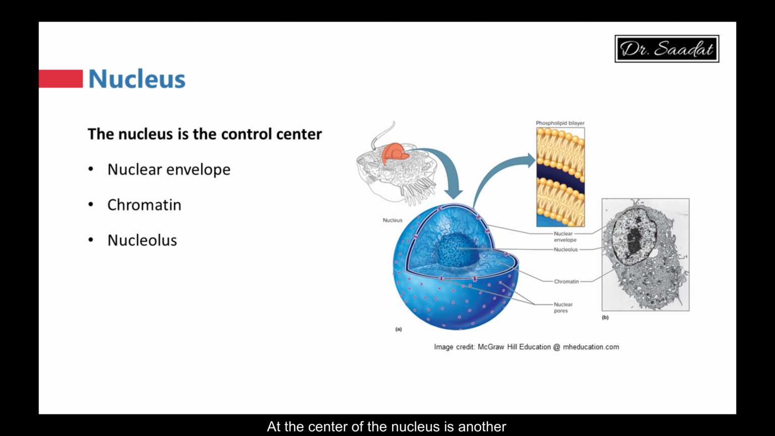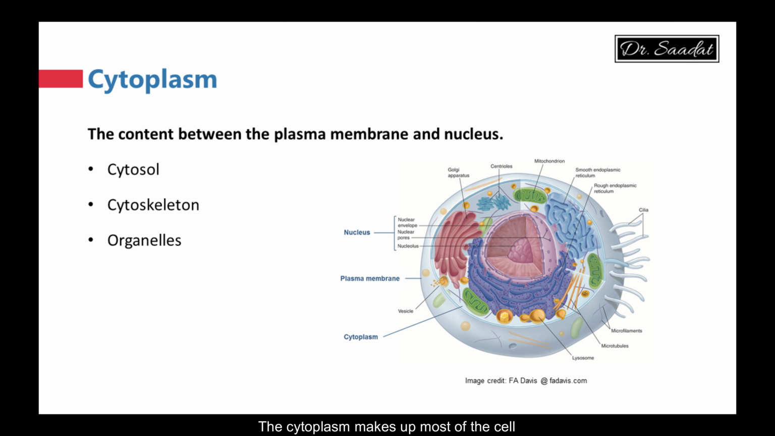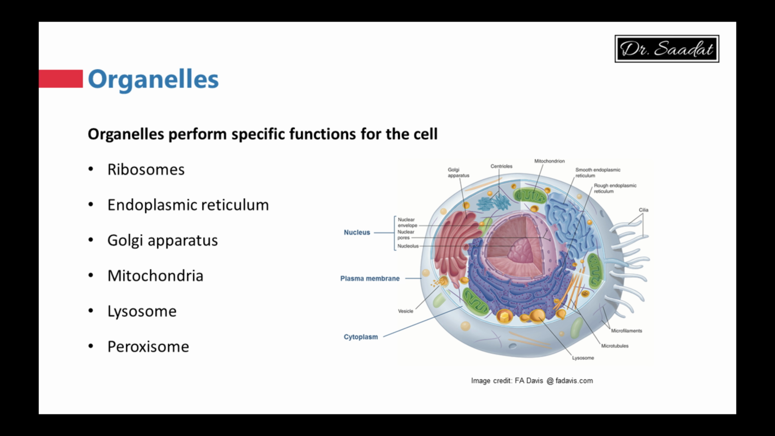At the center of the nucleus is another structure called the nucleolus, responsible for producing ribosomes, the cellular machinery for protein synthesis. The cytoplasm makes up most of the cell volume and consists of a clear liquid called cytosol, a supportive cytoskeleton, and a network of organelles. Organelles fill the cytoplasm and perform specific tasks for the cell. Some important organelles include the ribosomes, endoplasmic reticulum, Golgi apparatus, mitochondria, lysosome, and peroxisome.